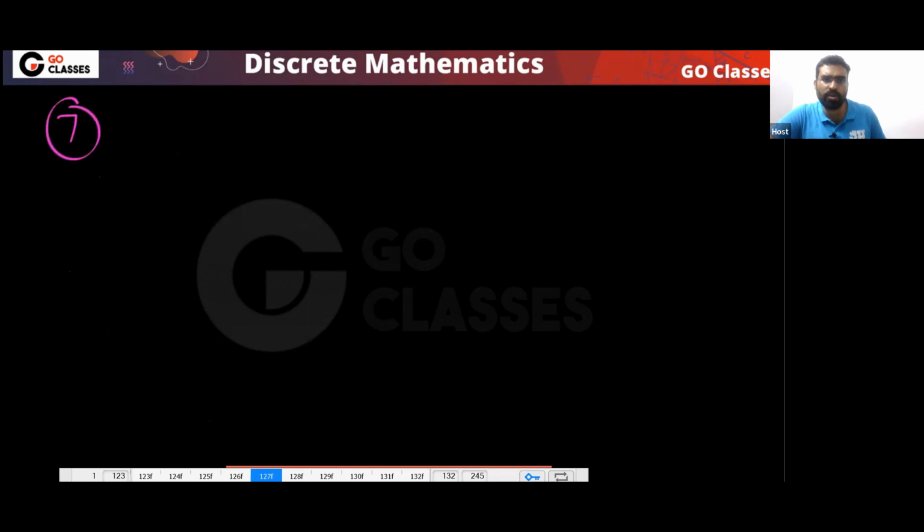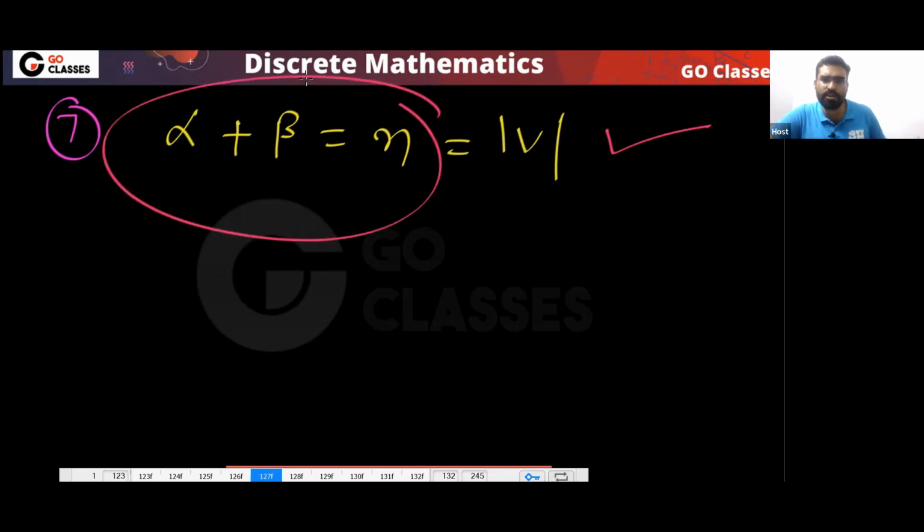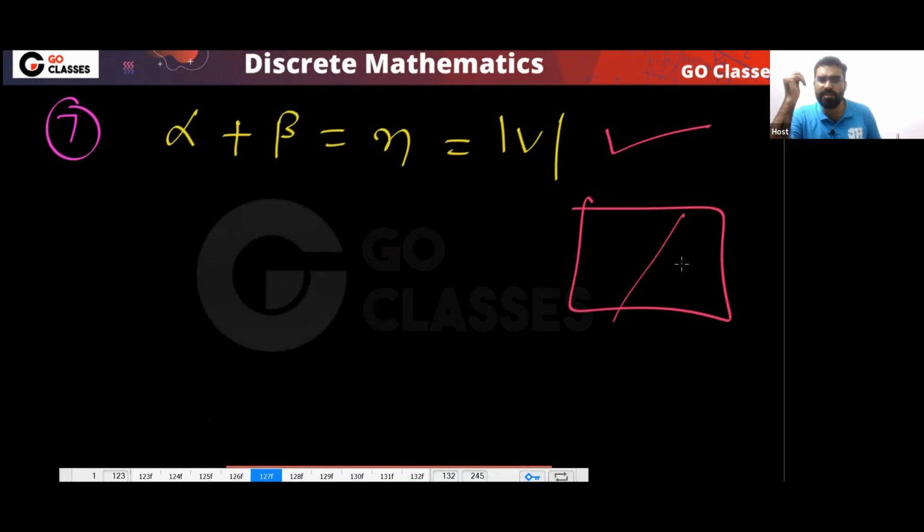Let me tell you just one more thing. You already know that alpha plus beta is equal to n, the number of vertices, right? The proof we have seen. This is the cutest proof, a very cute proof. If this is your independent set, then this is your vertex cover. We saw this proof in the last class.